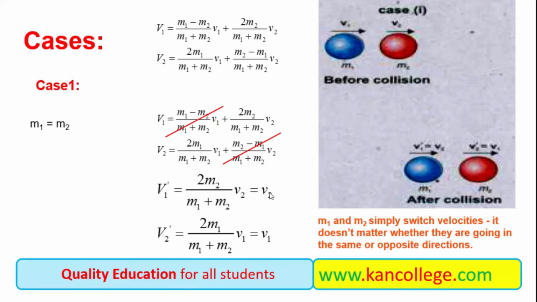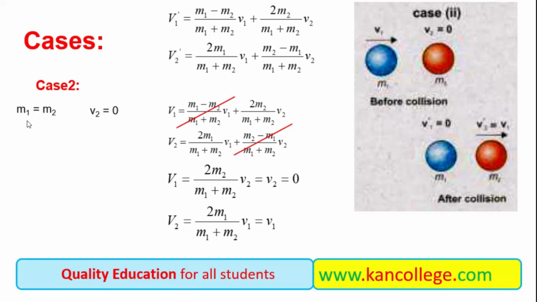It means the velocity after collision of the first ball will be equal to the velocity before collision of the second ball. If m1 was moving with the 10 velocity and m2 was moving with the 4 velocity, now the blue ball will be moving with the 4 velocity, and after collision red ball will be moving with the 10 velocity. Velocities are just only interchanged or switched. Okay, so we have discussed the first case. Now we move towards the second case.